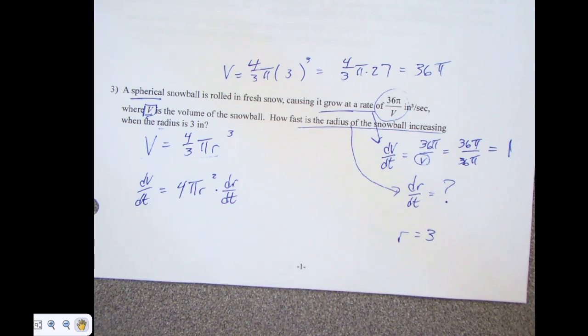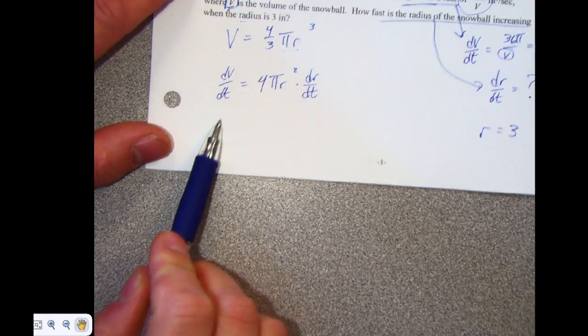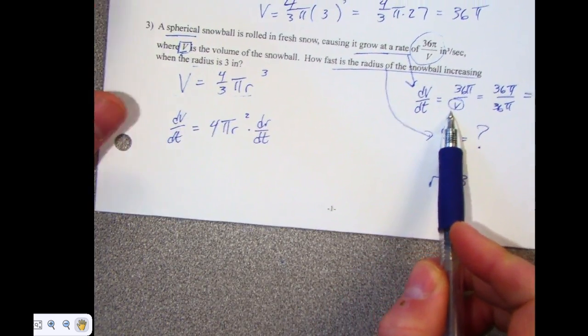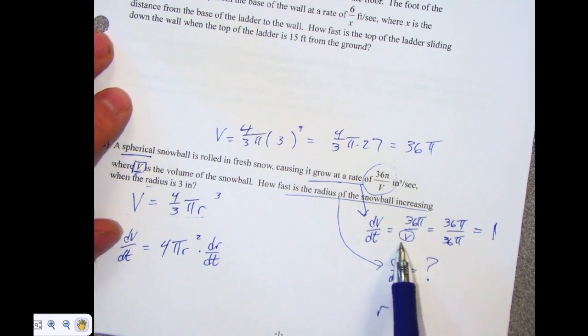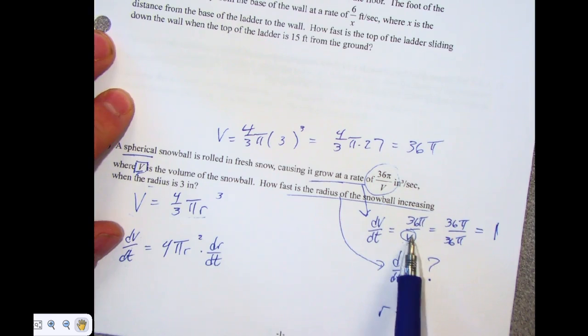I gave you the radius. I thought we were trying to find dr over dt. We are. But when I went to plug in dV over dt, it's 36 pi over V. That's not really helping me because there's still a variable. So I had to figure out the volume, then put the volume in place of the V.